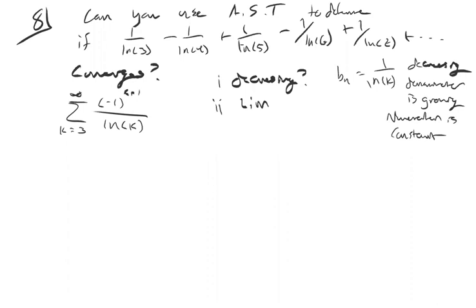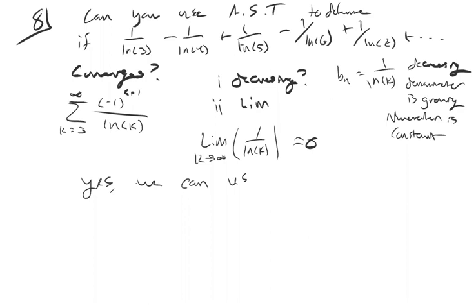And then we examine the limit as k approaches infinity of 1 over log of k. Well, of course, that's 0. And those are the two things that we needed. So yes, we can use alternating series test on this one.